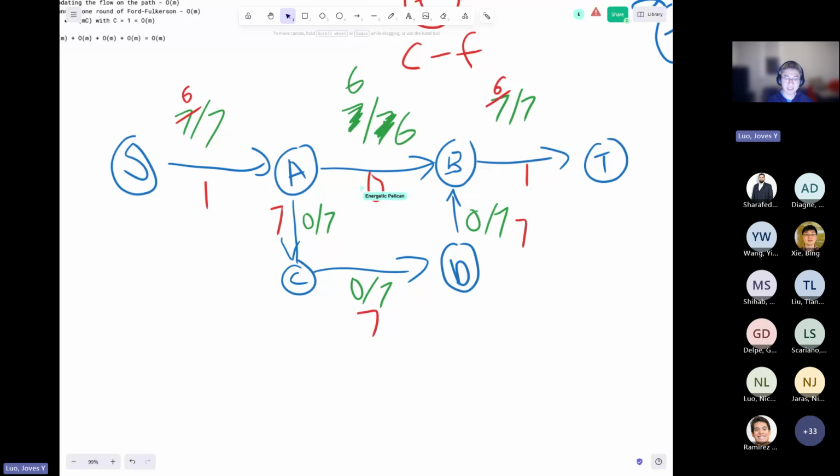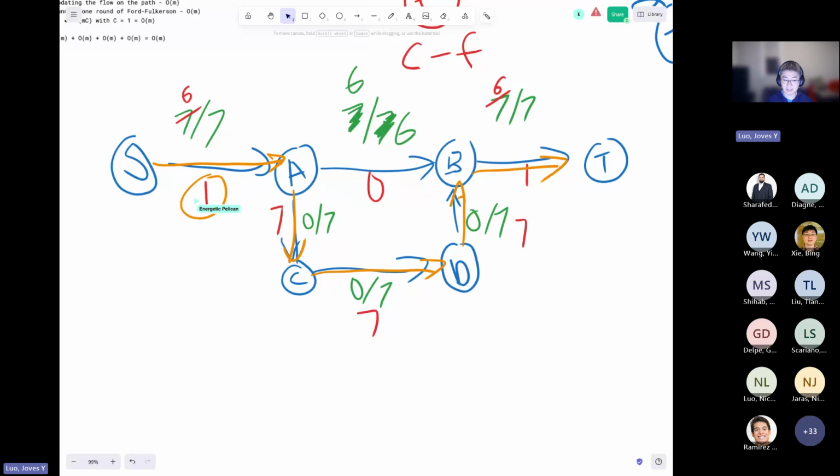Now, Ford-Fulkerson can take a look at this capacity and go, I can send one round of flow going from S to A to C, C to D, D to B, B to T. And what is that flow? It's the one of that capacity that I've updated. So now I send one flow all the way through.